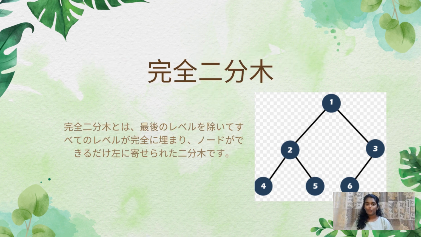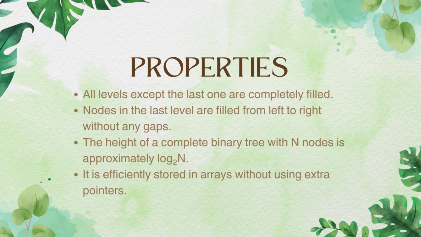The key properties of a complete binary tree. In a complete binary tree, each level except possibly the last is completely filled. All nodes appear as far left as possible. Each non-leaf node has exactly 2 child nodes. The last level is filled from left to right, efficient for storing in arrays because of predictable indexing.